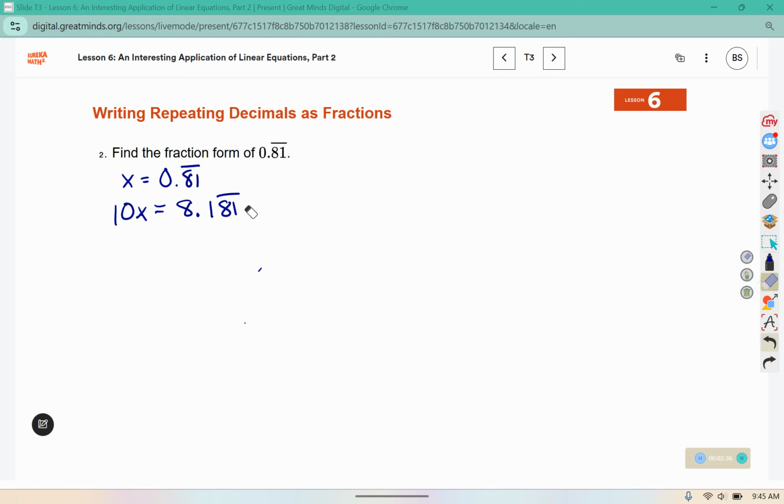So instead of multiplying by 10 to get the whole chunk, we need to multiply by 100 because there are 2 decimal places that repeat. So that would move it 2 spots. And then we would have 81.81 repeating.